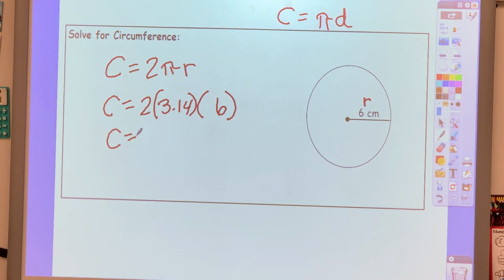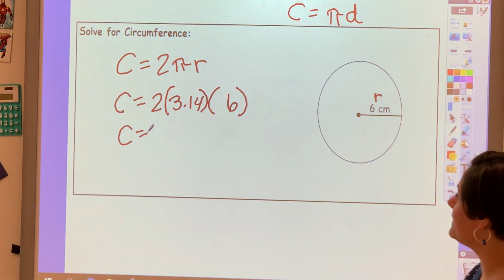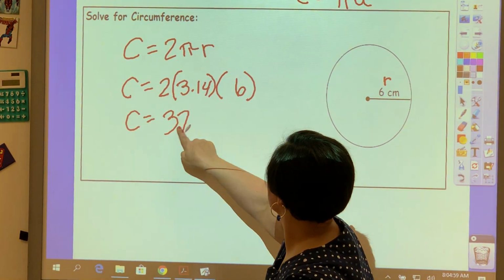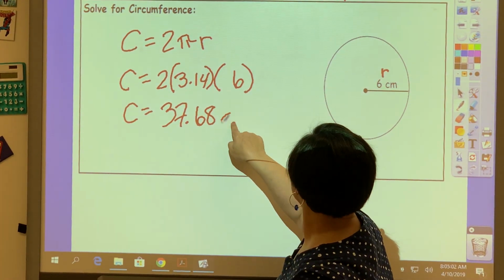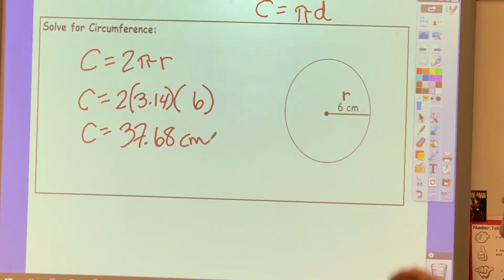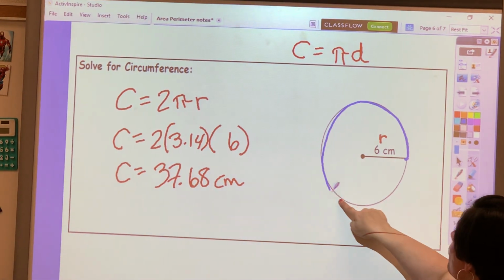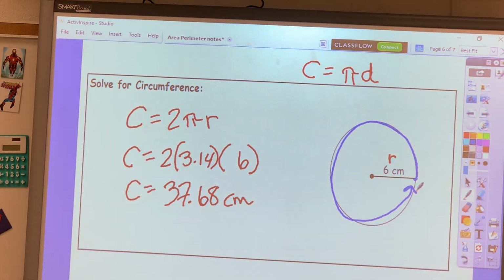2 times 3.14 times 6, and we're going to get 37.68 centimeters. It's not area, so the units are just centimeters. It's circumference. Again, reminder, circumference is going around the shape.